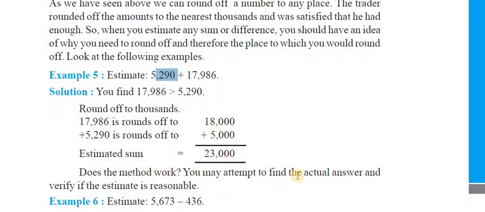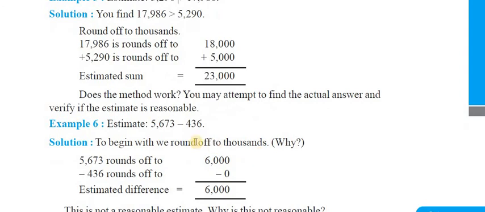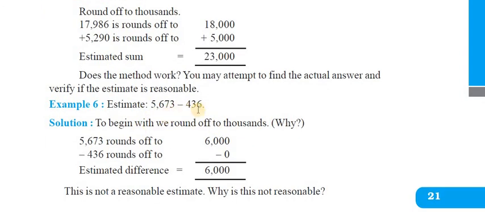Does the method work? You may attempt to find the actual answer and verify if the estimate is reasonable. So what we should do here is find the actual answer, and then we will check whether the round off answer is very near or not. Now here he has given a subtraction to us, 5,673 minus 436. If I round off to 1000, how is it possible? Because 436 is less than 500, so automatically we will get zeros. Is it possible, 5,000 minus 1000? So that is the reason round off to 1000 is not correct here. So here we have to go for round off to 100. That's what he is saying.